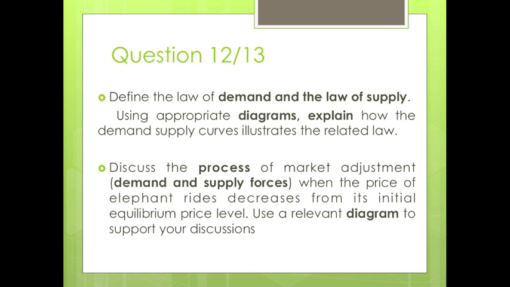Next one. Discuss the process of market adjustment when the price of elephant wine decreases from its initial equilibrium price level. Use a relevant diagram to support your discussion. So again here, what does the question want? This is market analysis, right or not? So market analysis, looking at the new market equilibrium price and quantity. So in this case, what would you do? How would you start your answer?